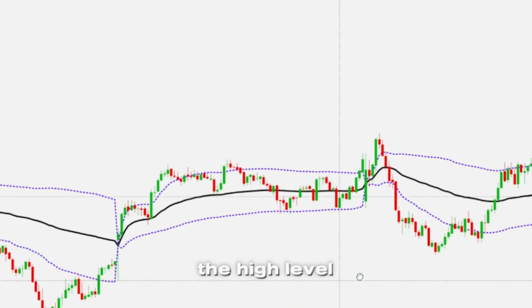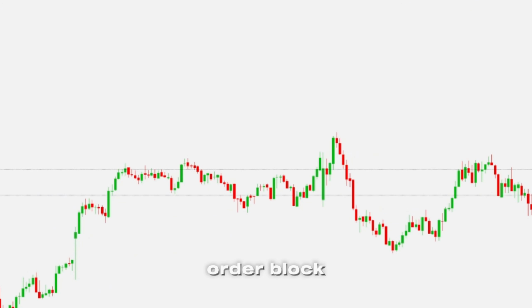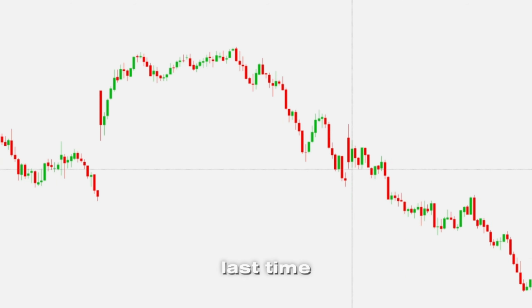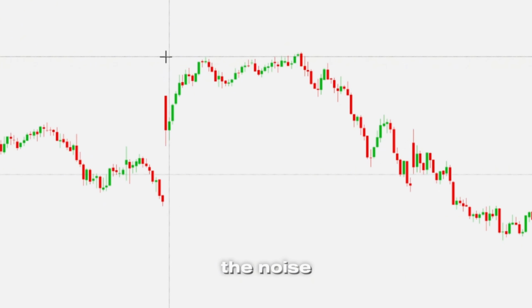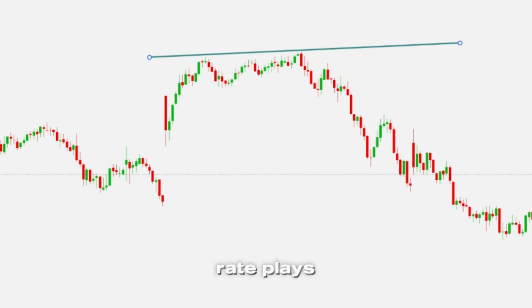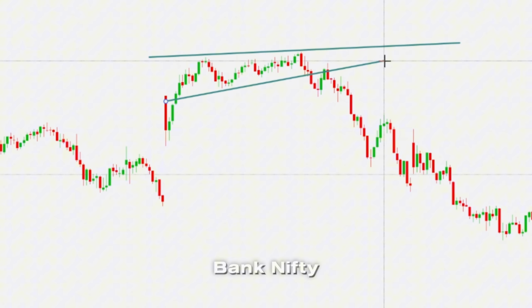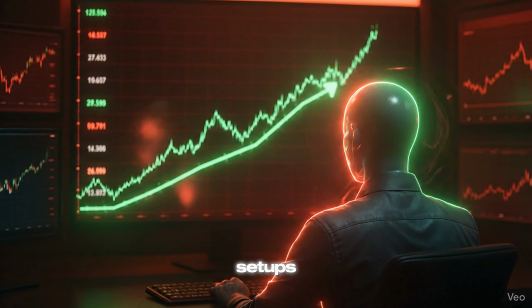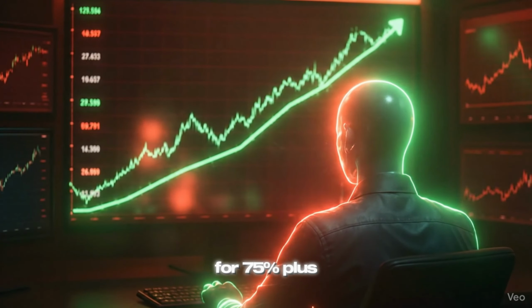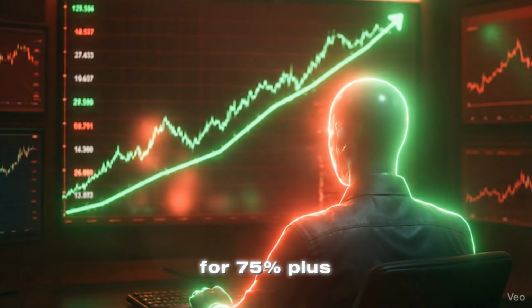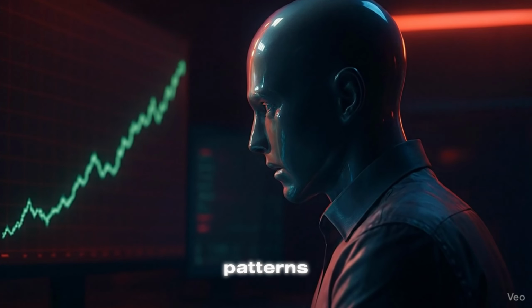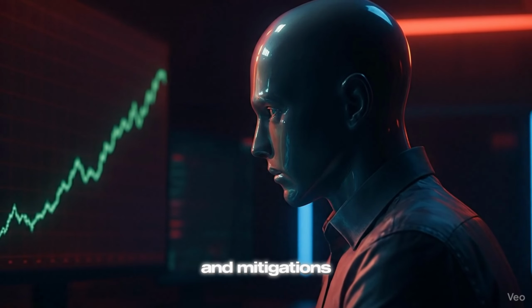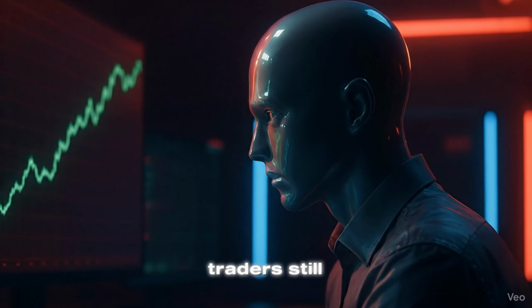Traders, if the high-level liquidity sweeps and order block defenses we unpacked last time have you filtering out 80% of the noise for those 70% plus win rate plays on Nifty and Bank Nifty, then we're going even deeper now. These are pro-level price action setups that layer multiple confirmations for 75% plus edges. Advanced pattern spotting, institutional inducements and mitigations that most advanced traders still overlook.